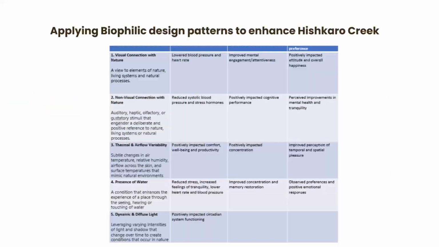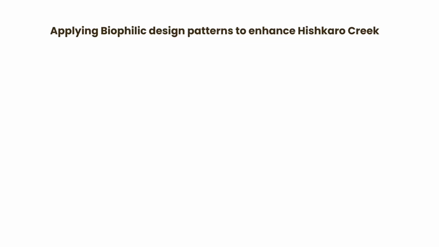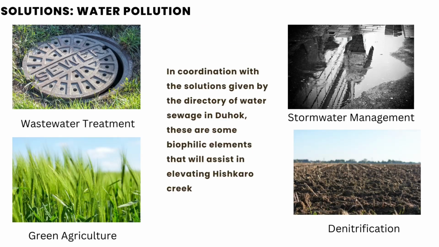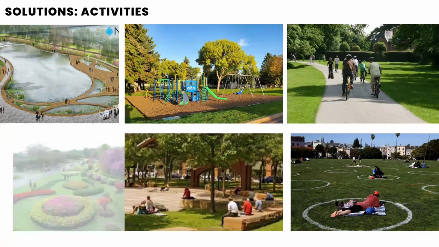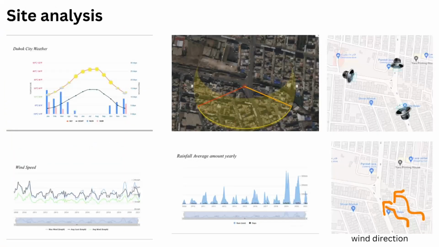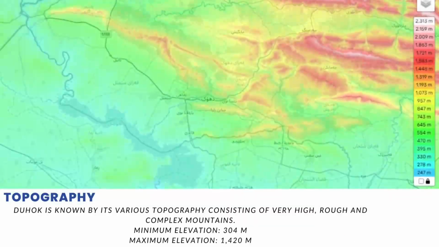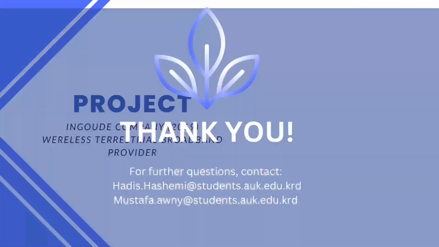Here we decided to implement some biophilic design patterns to enhance Hishkaro Creek. Here are some solutions for water pollution like wastewater treatment, green agriculture, and stormwater management. Here are some biophilic activities to include in the creek. This is a weather analysis of the Baroshke area throughout the year, and lastly, here is the topography of the site. Thank you.